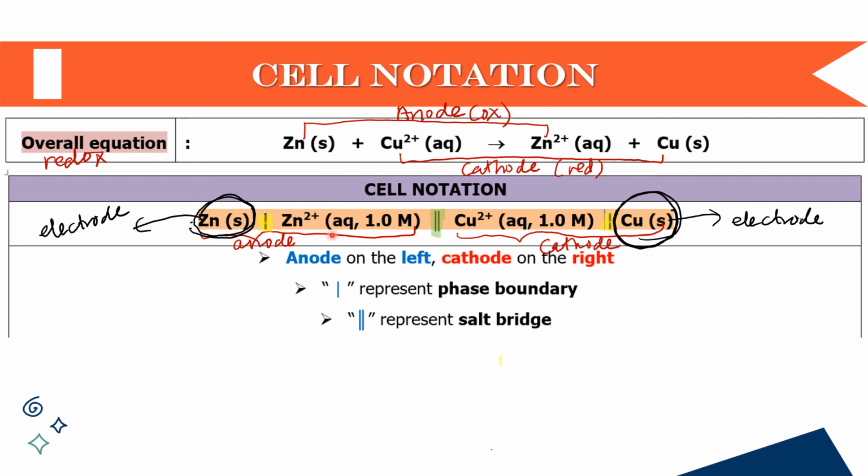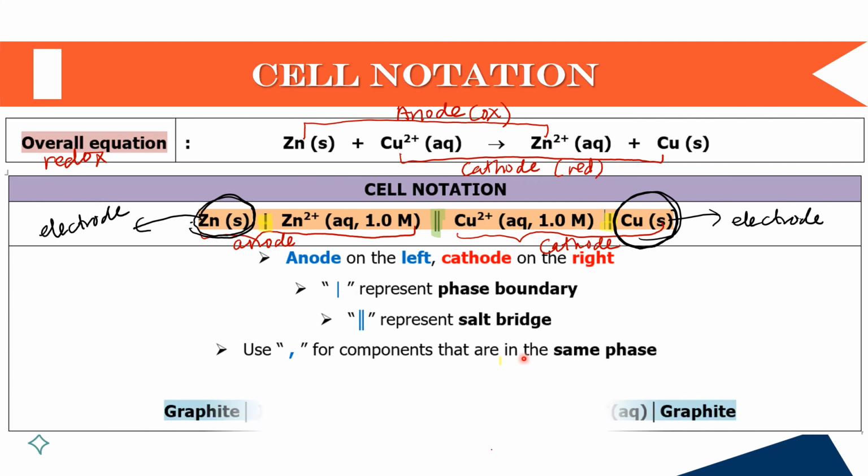Then zinc 2+, since it is an aqueous solution, you need to mention the concentration. This is also compulsory, because later we're going to look at a reaction that occurs at standard condition and non-standard condition. If we have 1 molar over here, it means it is at standard condition. The comma is used for components that are in the same phase.